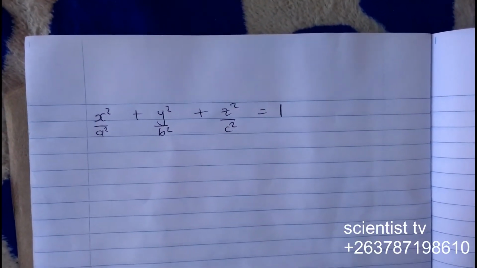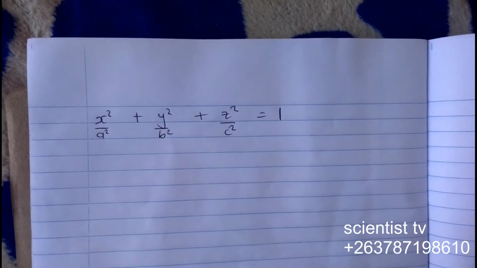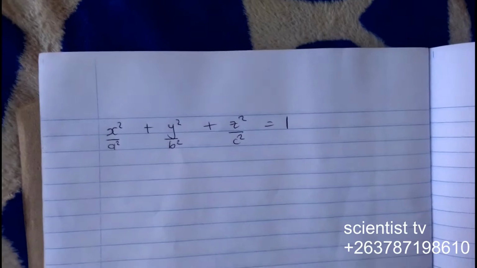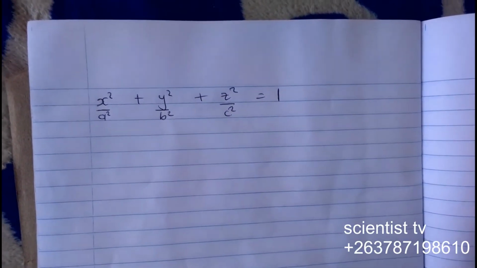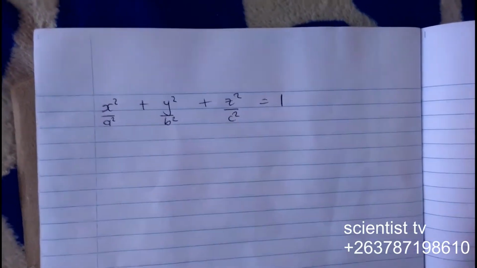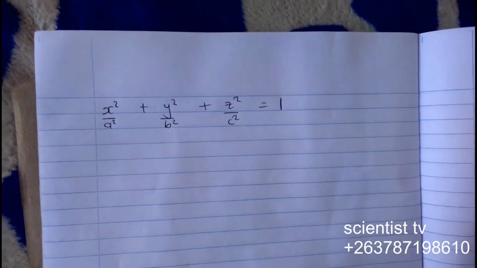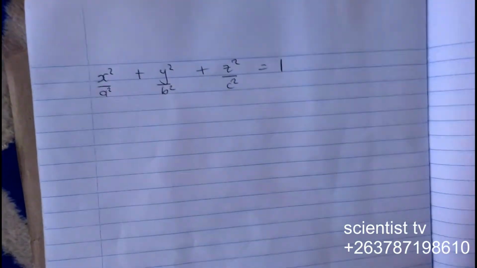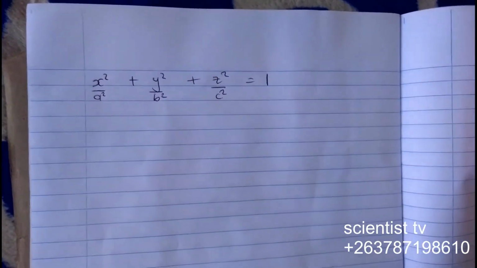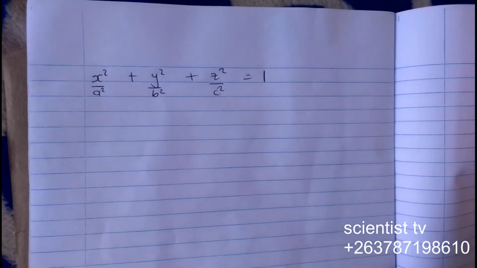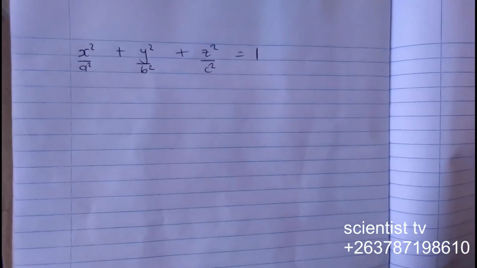Alright folks, this is the question we're going to do. It's x squared over a squared plus y squared over b squared plus z squared over c squared equals 1. This is the equation of an ellipsoid where the bounds are a squared, b squared and c squared. So for us to do Jacobian, we need to transform this ellipsoid into a sphere, like we said before.